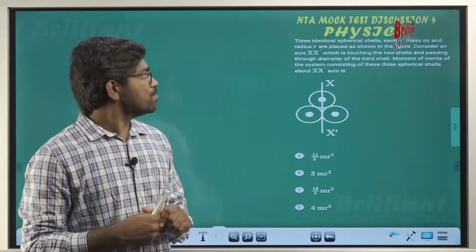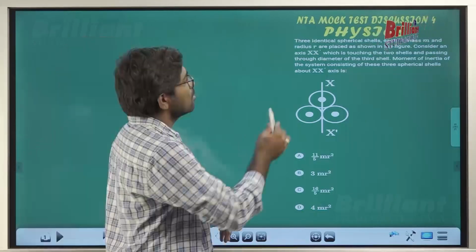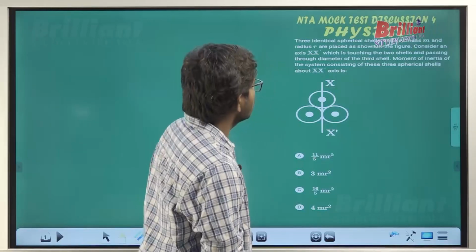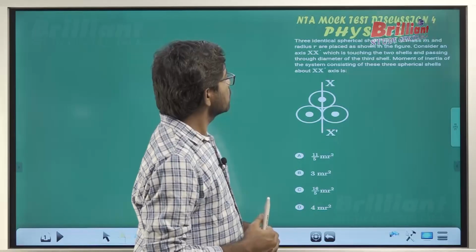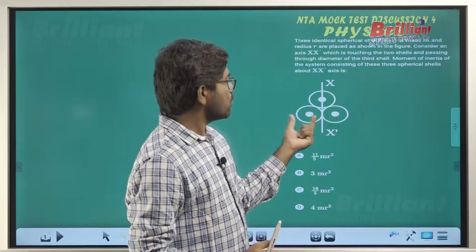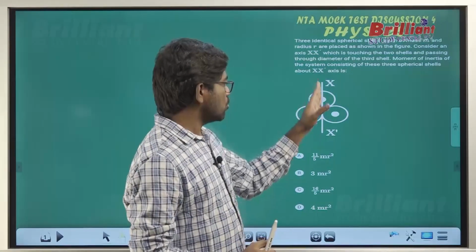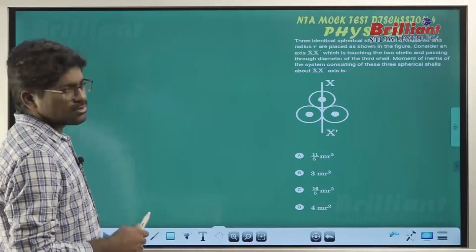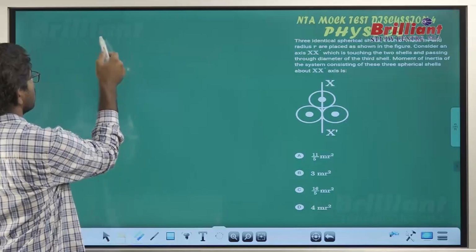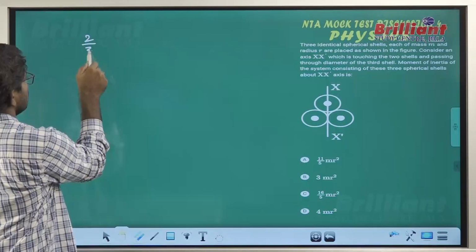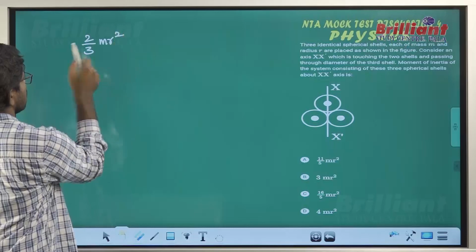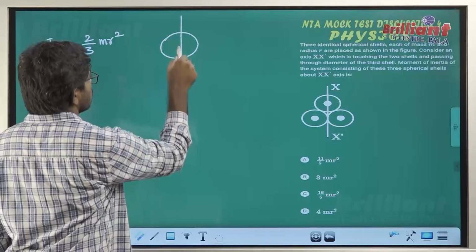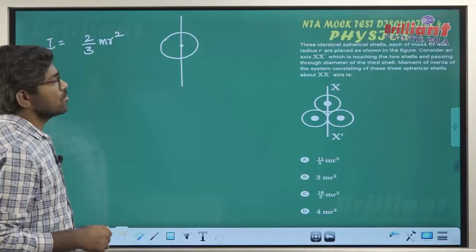So in this, let's look at the first question. It's given that three identical spherical shells, each of mass m and radius r, are placed as shown in the figure. Then they are asking you to find out the moment of inertia of these three spherical shells about this axis, right? You know the moment of inertia of a spherical shell generally about the center of mass is given by 2 by 3 mr square. This is the moment of inertia of a spherical shell about any axis passing through its center.